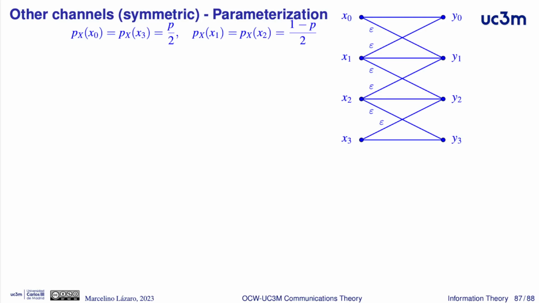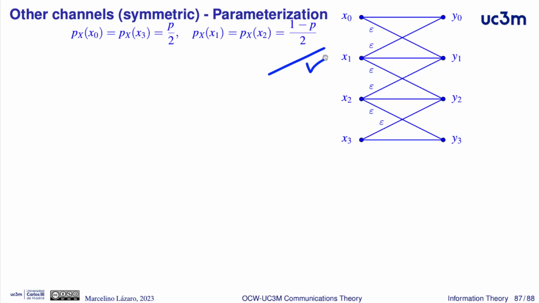Taking this into account, now we can parameterize the four probabilities using a single parameter, since the maximum of the mutual information will happen for the same value of the probability of x0 and x3 and for the same values of the probabilities of x1 and x2. So the first two probabilities are parameterized, for instance, as p divided by 2, and the other two probabilities are parameterized as (1 minus p) divided by 2. In this case, the four probabilities add up to 1.